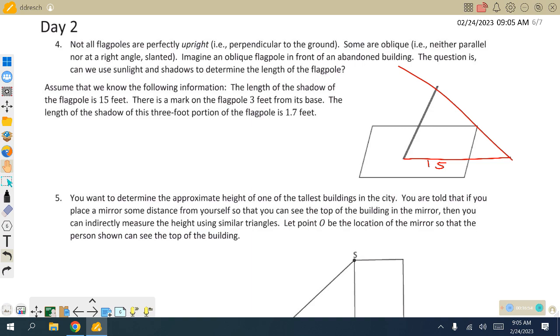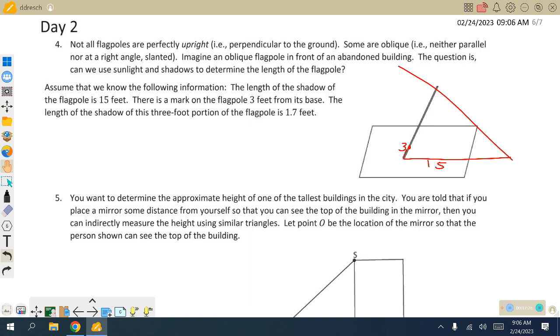And this is why I was saying here, the mark on the flagpole is 3 feet from its base. Half the battle is just visualizing what that means. Think of a flagpole where you tie off the rope. There's a cleat usually right about there that you tie it off. That's what they're referring to. So that little cleat right there is what? 3 feet high off the base.